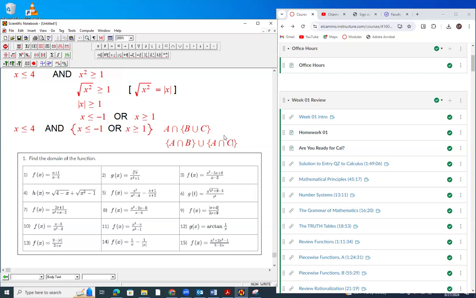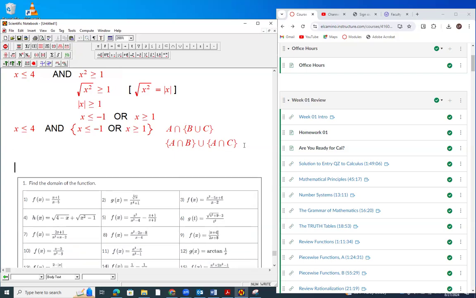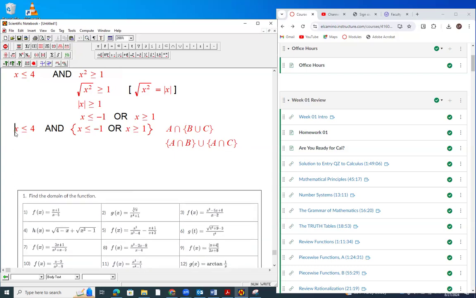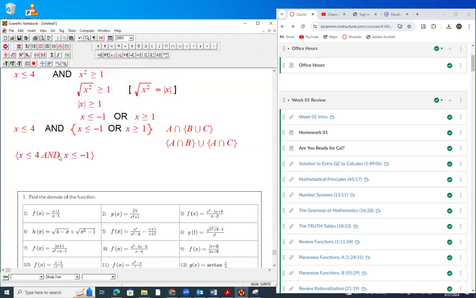I know this is a little bit challenging. This is a logic, but that's how we solve this problem. So these two will turn into this piece and x less than or equal to -1. So this is one piece.